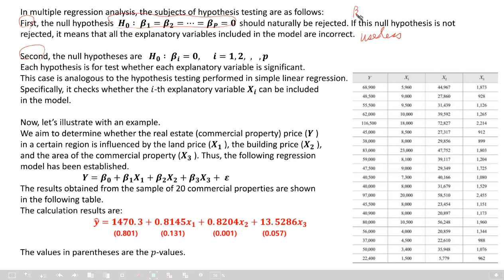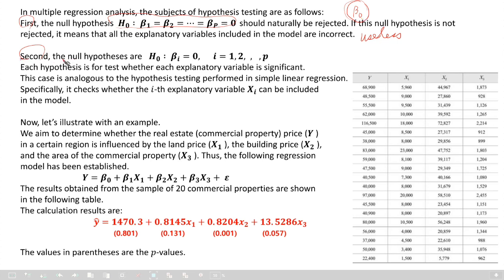And another thing, you don't worry about beta 0, because beta 0 is what? The value of y when all explanatory variable values are 0. So it is meaningless. Beta 0 is meaningless, but we need beta 0 for prediction. Okay, let me explain a little more about that later, I think.